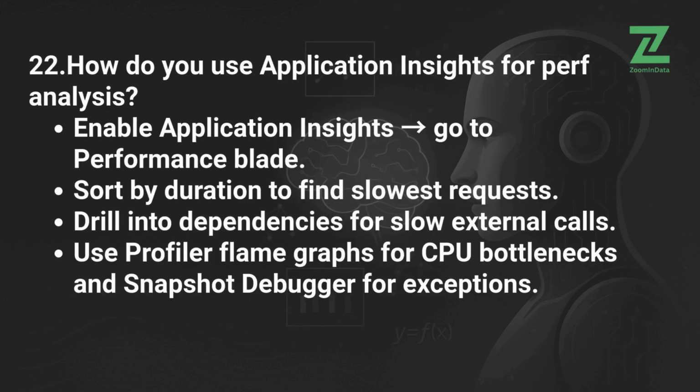How do you use Application Insights for perf analysis? Enable Application Insights. Go to the performance blade. Sort by duration to find slowest requests. Drill into dependencies for slow external calls. Use profiler flame graphs for CPU bottlenecks and snapshot debugger for exceptions.